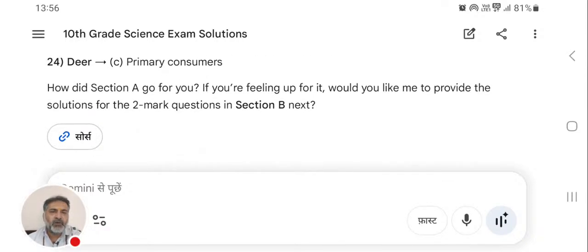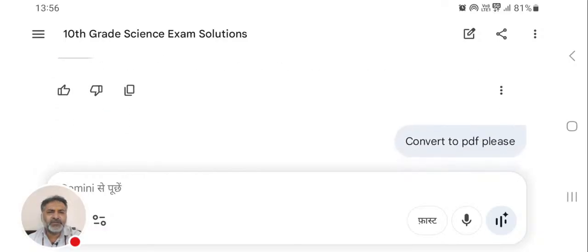C. How did section A go for you? Okay, very good. Approximately 22, children will surely be able to get 22. Very good.